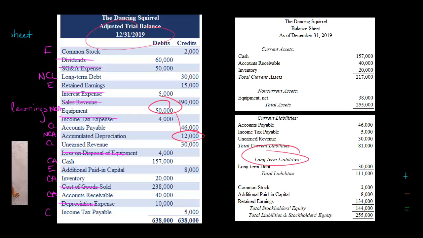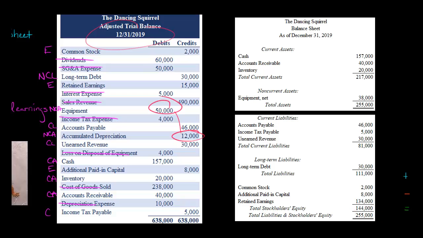So we've got our non-current liabilities right here. We just have one type. We have long-term debt, which is $30,000. Okay, so our total liabilities, when we take total current liabilities and the total non-current liabilities, we end up with $111,000 of total liabilities. Now, our equity, we've got common stock, additional paid-in capital, and retained earnings. So we add those up, and we get to total stockholders' equity of $144,000. You add that to total liabilities of $111,000. That's where you get the $255,000 of total liabilities and equity, which, again, this matches our total assets.